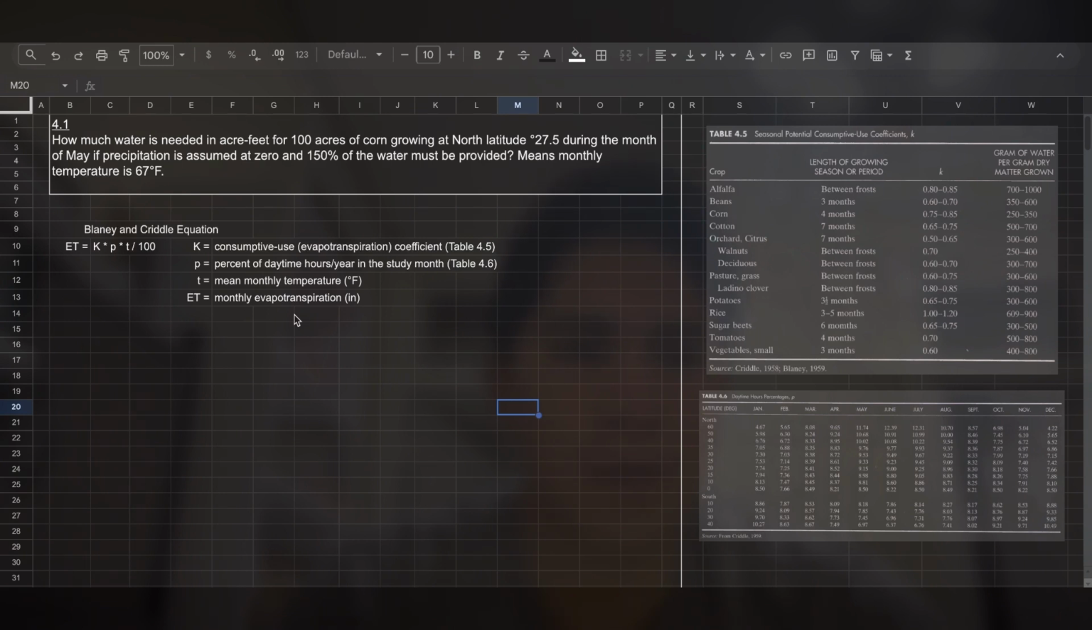In this video we're going to learn about evapotranspiration, and to do that we're gonna solve three different problems. Let's get started with 4.1.